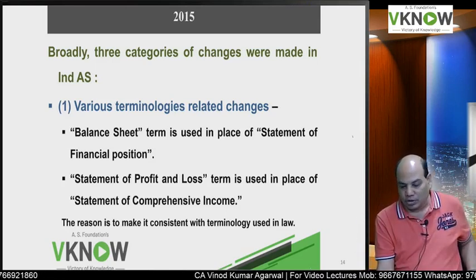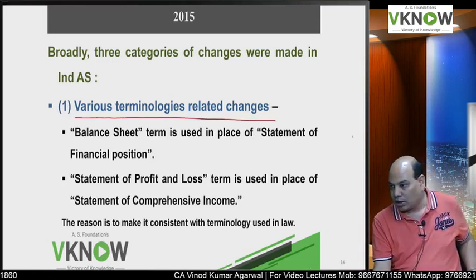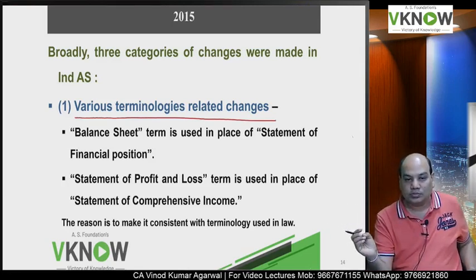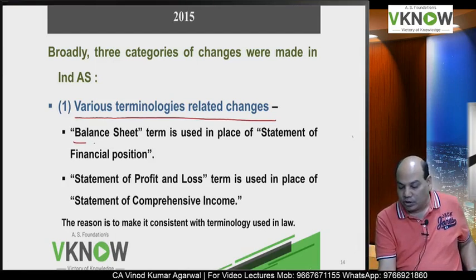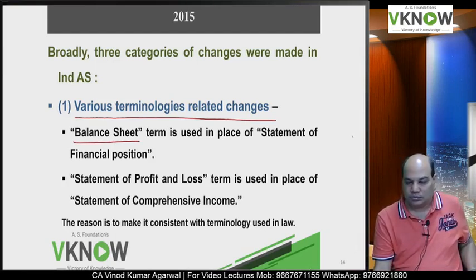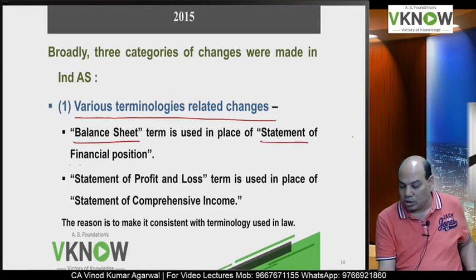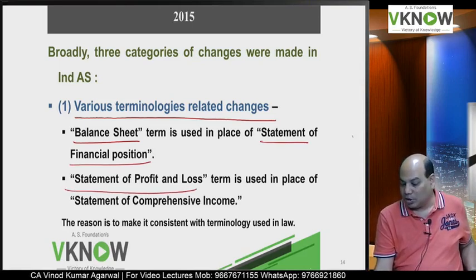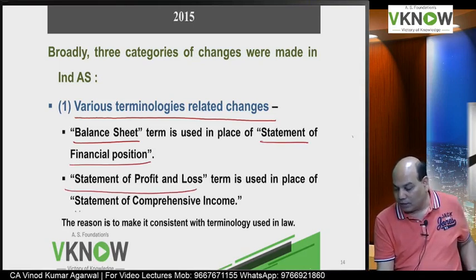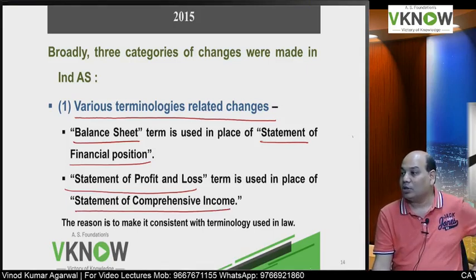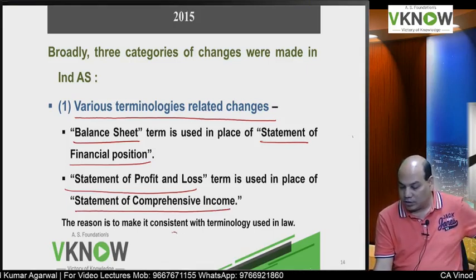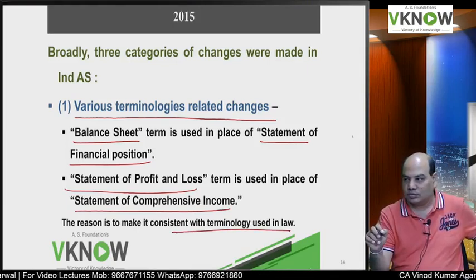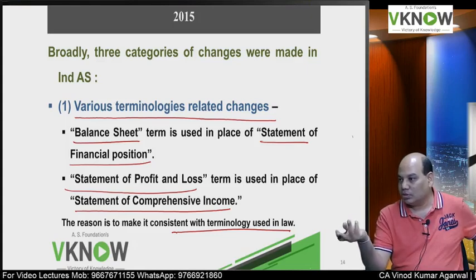The first category, which is not carve out, carve in, is just the changes in terminology used. Example, we call it balance sheet. In IFRS they call it statement of financial position. We call it statement of profit and loss. In IFRS it is called statement of comprehensive income. The reason is that we want to use the same terminology which is used in law, the Companies Act.